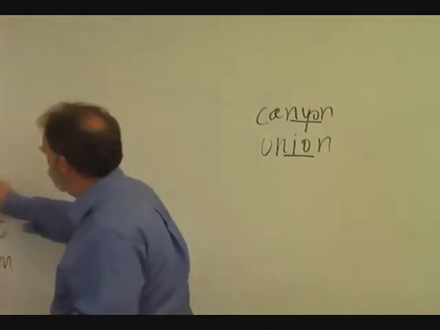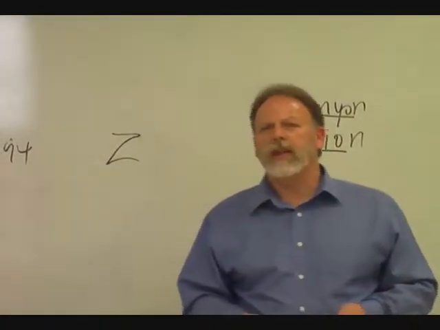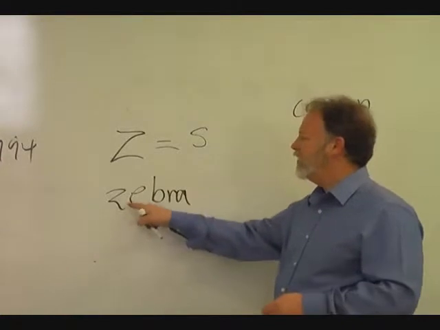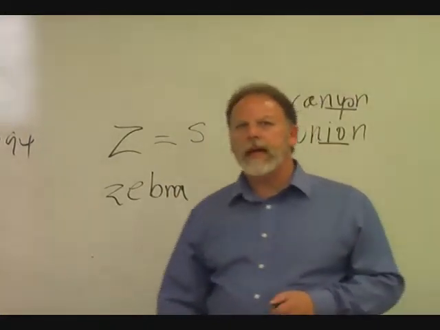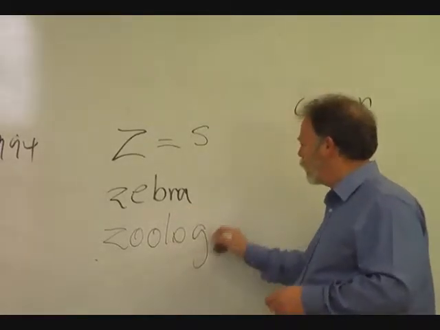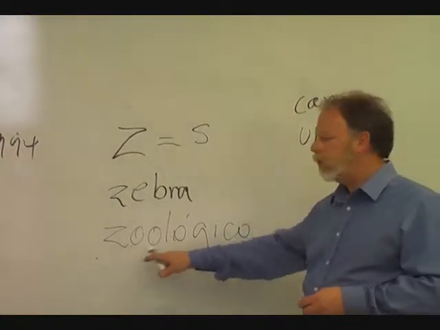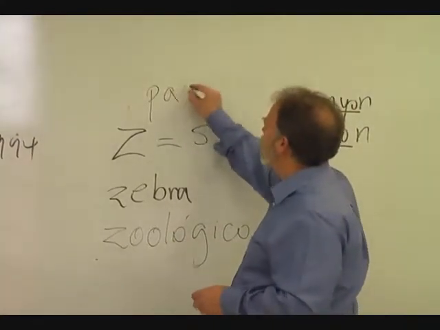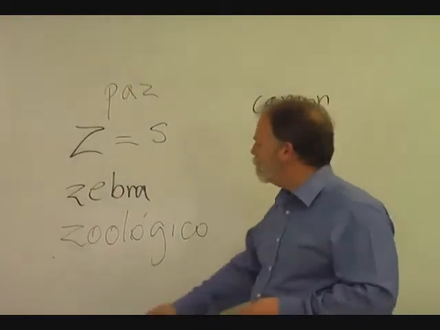The last letter we're going to look at is the Z. The Z in Spanish should sound just like an S. In English, this is a zebra. If I were to pronounce that in Espanol, it would be a cebra. This is a zoológico, not a zoológico, but a zoológico. It sounds like an S. One last example. This is not paz, it's pas, P-A-S, pas.